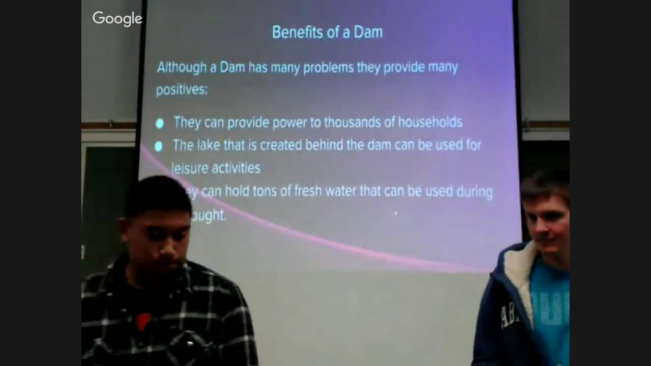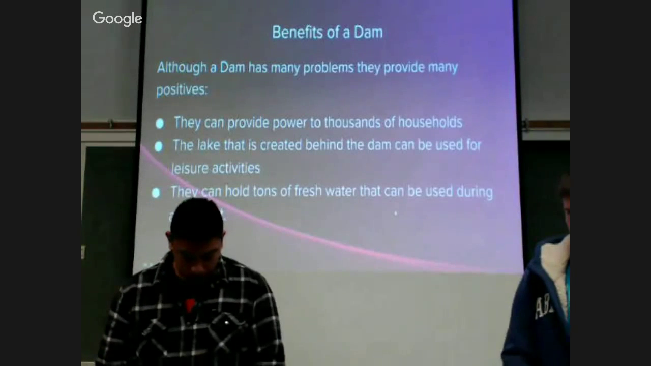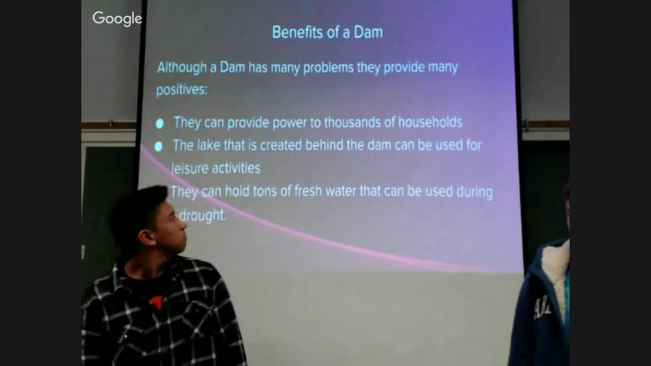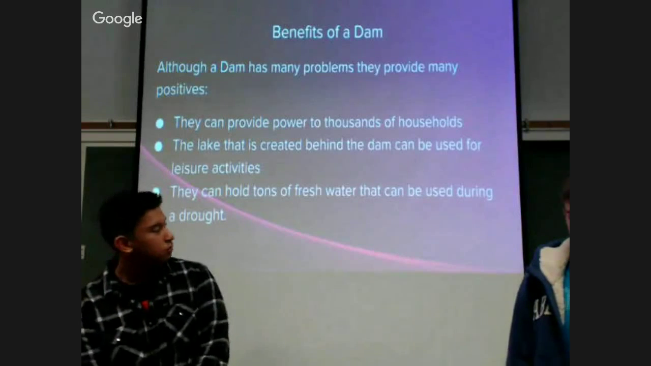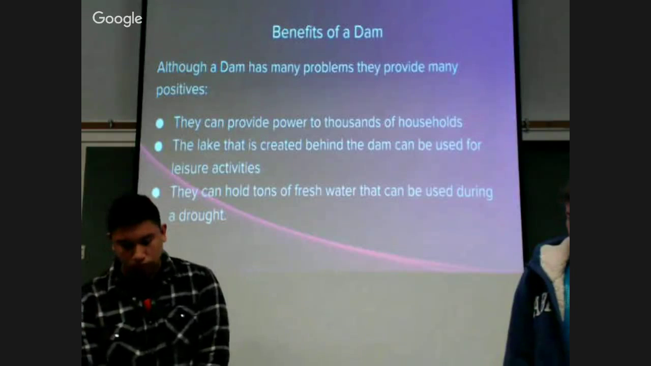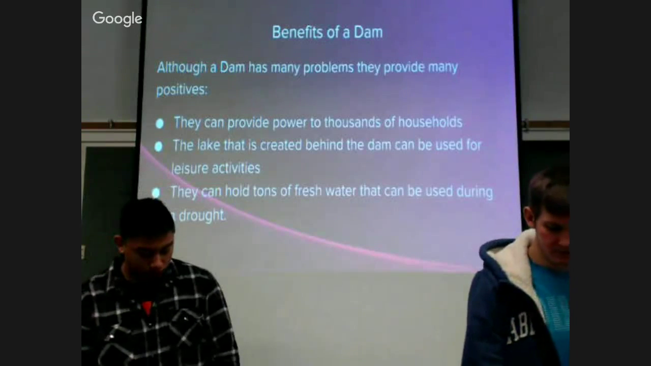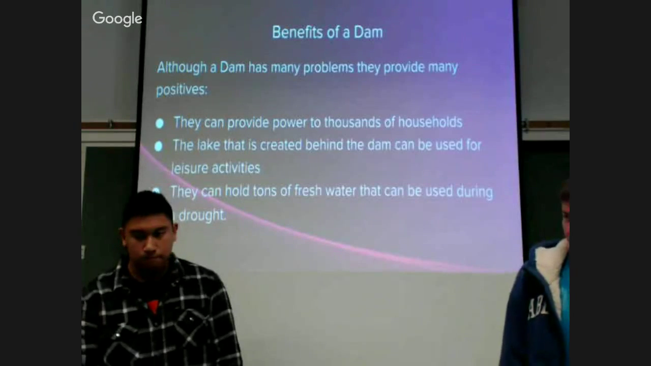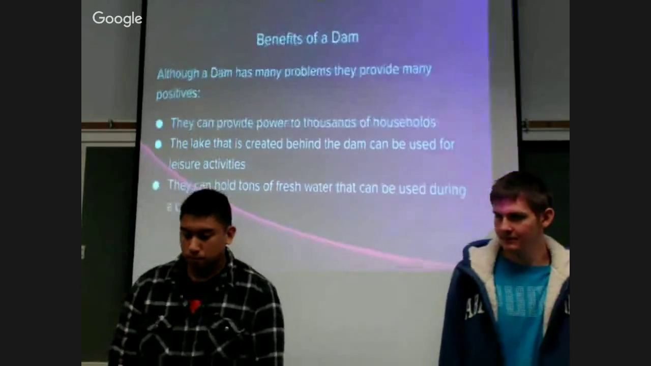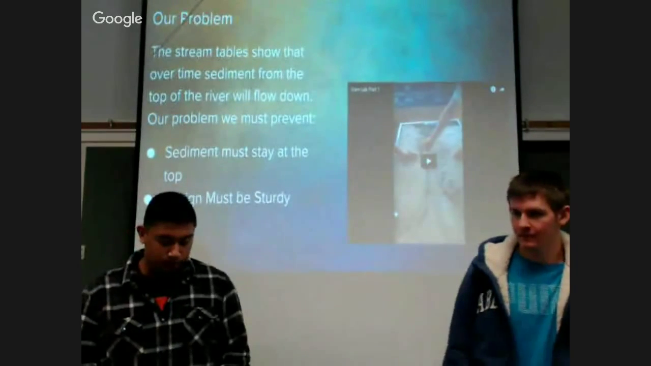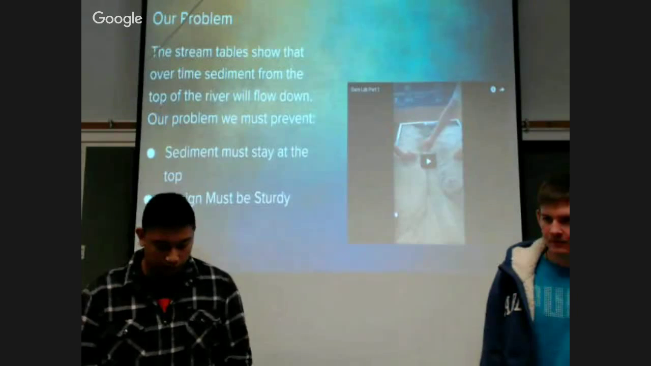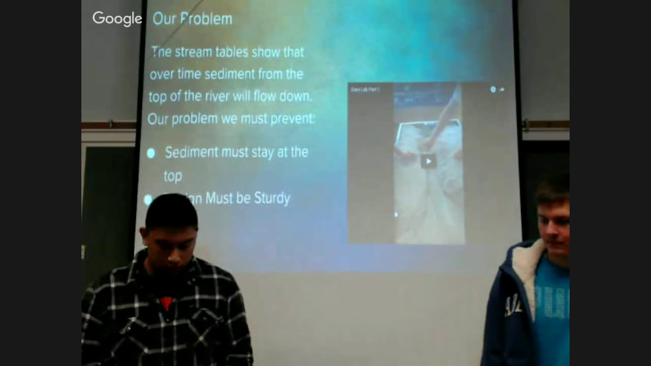Okay, so the benefits of a dam are that a dam can provide irrigation, navigation, and also human use, and it also suppresses floods. And dams are built to control water and what comes out of it, such as sediment. Our problem: the stream table shows that over time sediment wears away from the top of the river as it flows. Sediment must stay in a certain area, so the structure must be sturdy.